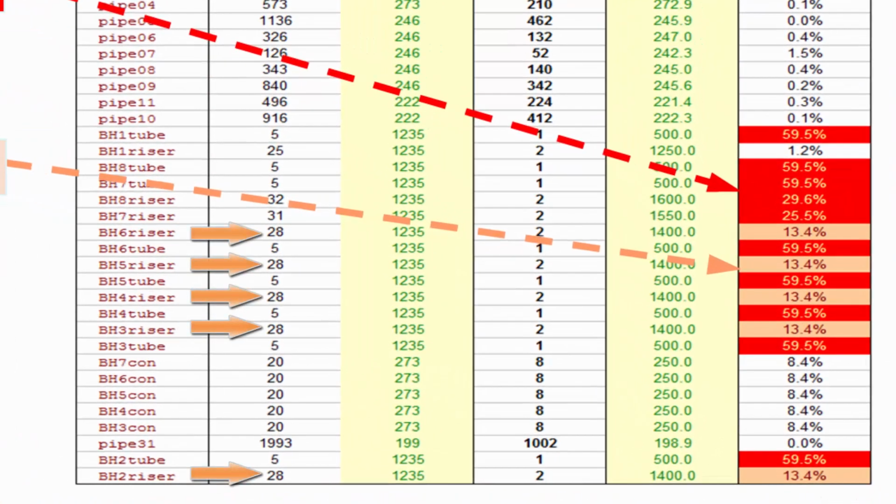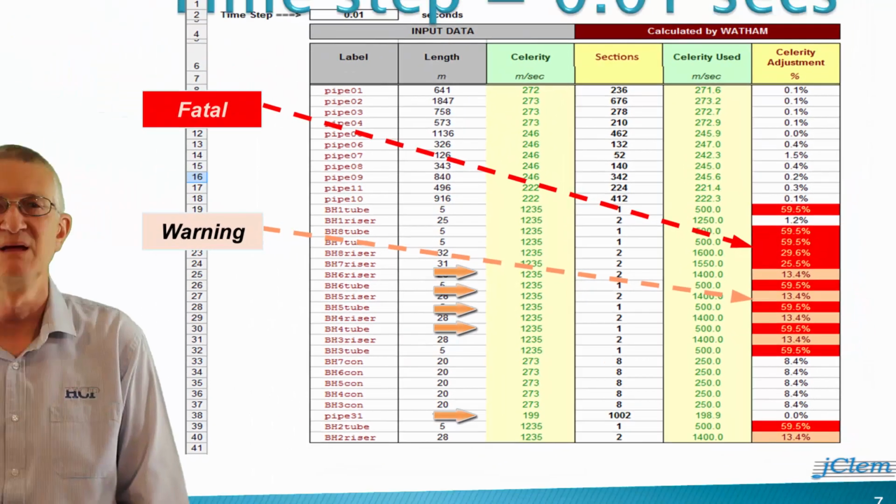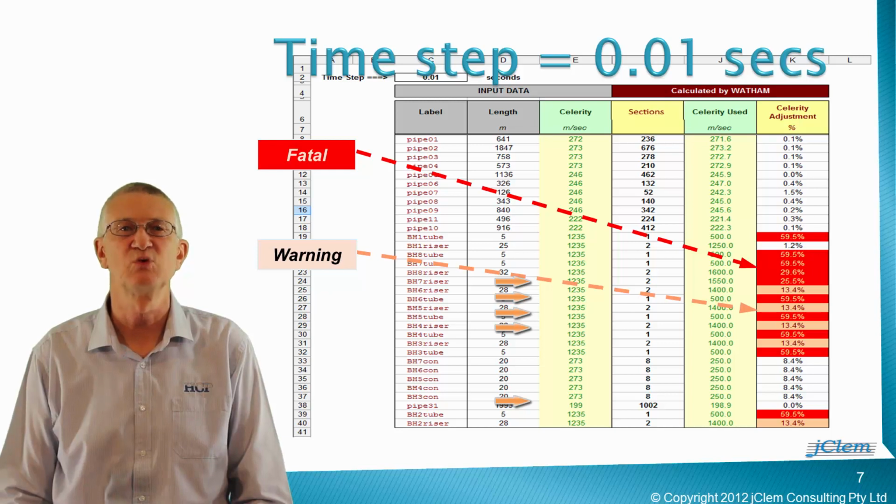Bore riser pipes, 28 metres long, have their celerity adjustment highlighted in orange because the adjustment is less than 25% and more than 10%. WATHAM treats these cases with a warning message. WATHAM leaves it to the user's discretion to accept or reject this level of inaccuracy.